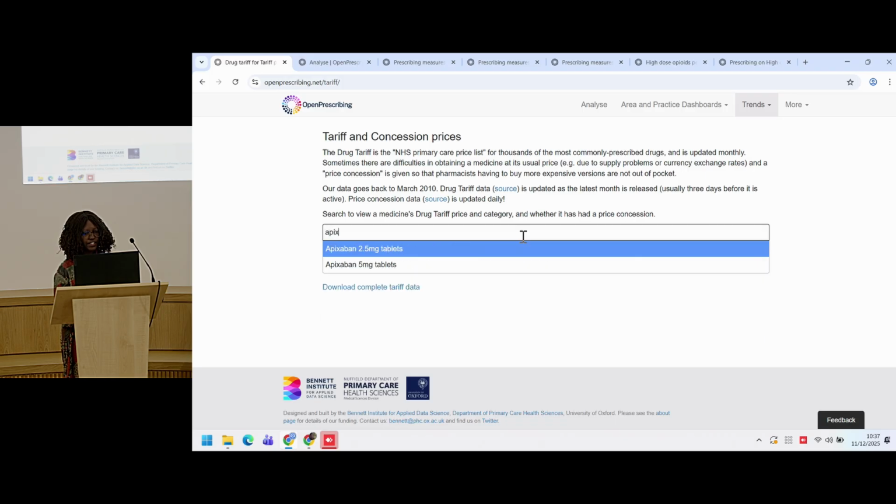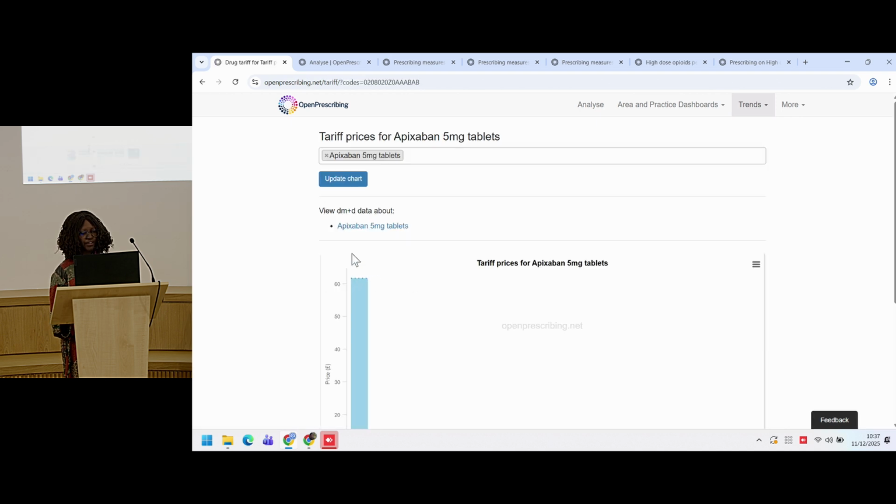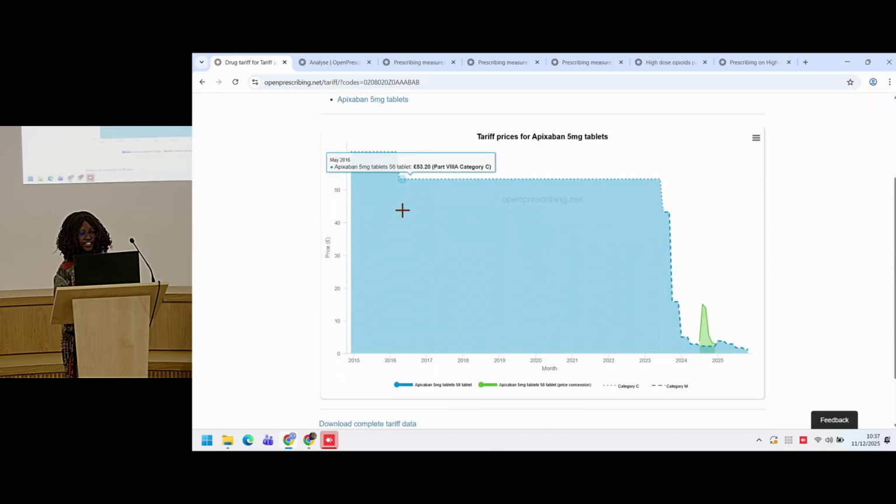I'm going to look at apixaban 5 milligrams as an example. And when I click on update chart, it should show me what the price trends have been like over the last 10 years. So here we go. You can see that the price was steady for many years. It was in category C of the drug tariff, which means it was being reimbursed at the brand listed price. And then something interesting happens.